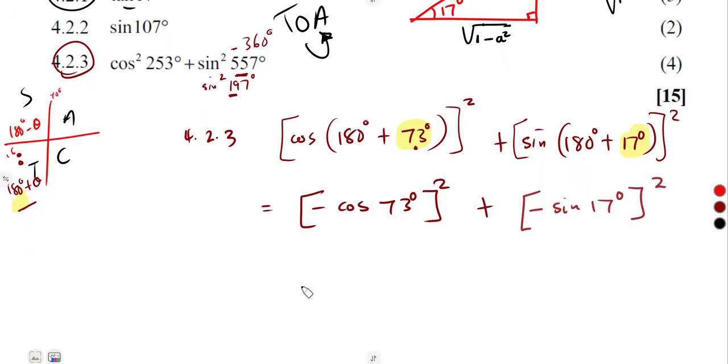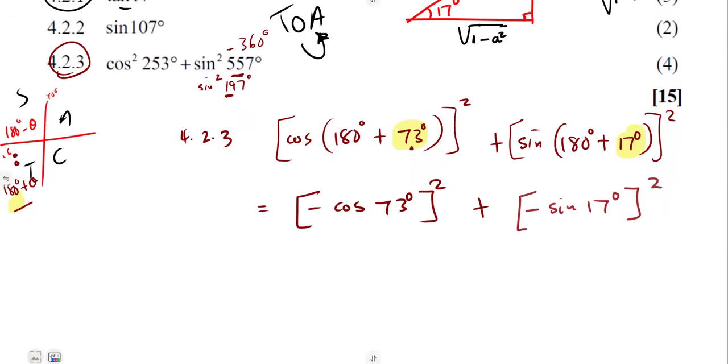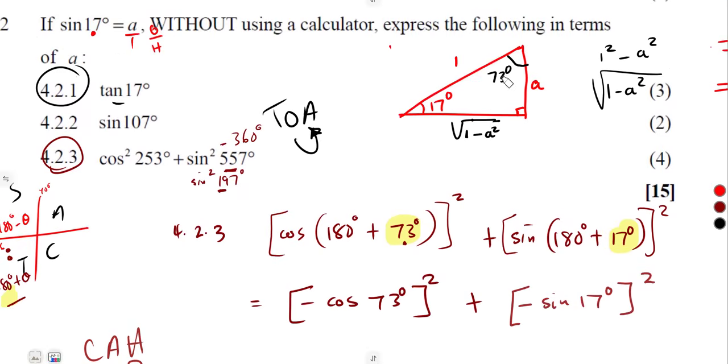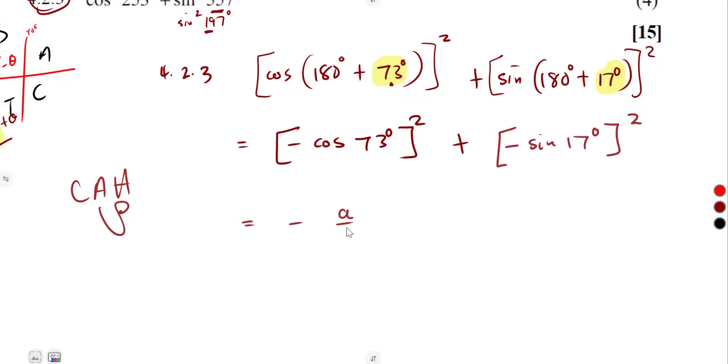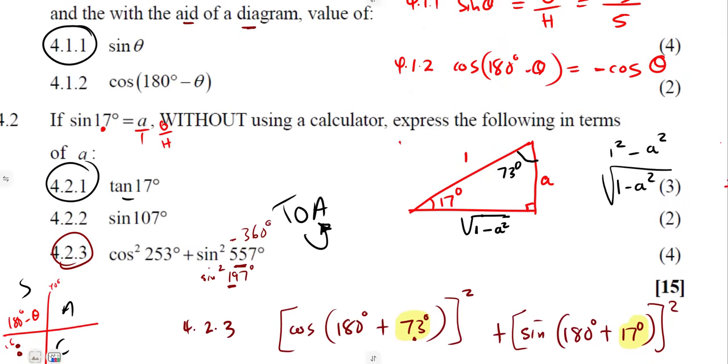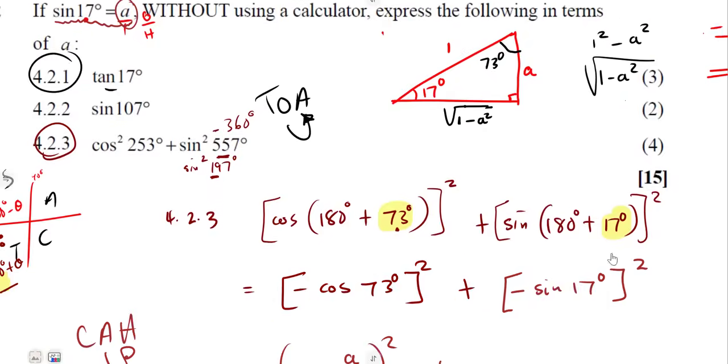So this is where we are. We can determine these values because we have them on our triangle, 73 and 17. So the cos of 73: cos is adjacent over hypotenuse. According to 73 degrees, our adjacent is A. So that's A over 1, adjacent over hypotenuse. Plus the sine of 17 degrees. Remember, sine 17 is the one that we're already given. Sine 17 is equal to A.